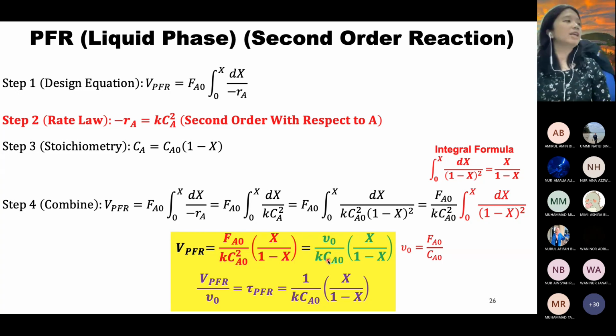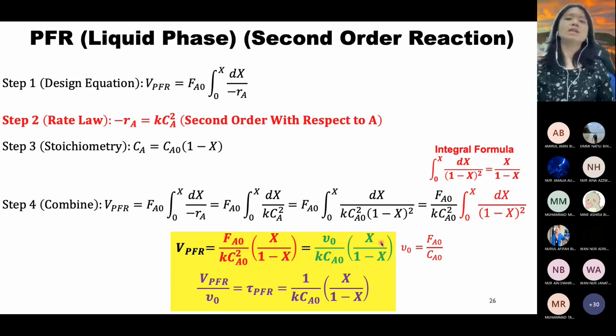Form yang kedua, okay, sebab saya ada satu FA0 di atas, saya ada satu CA0 di bawah. So I can divide, right? 1 FA0 bahagi dengan 1 CA0, you will get epsilon naught at the top. At the bottom, you will still be left with 1 CA0 sebab bawah ada kuasa 2. Sebab ni second order reaction. So, saya hanya boleh bagi dengan satu. The other CA0 is still there. So, it becomes epsilon naught per K CA0 in bracket X per 1 minus X.